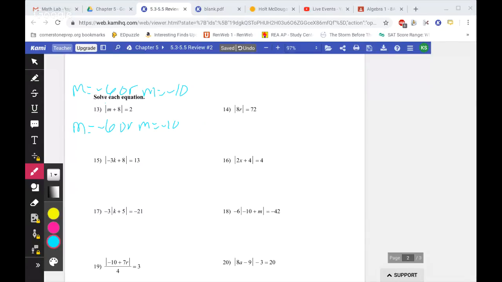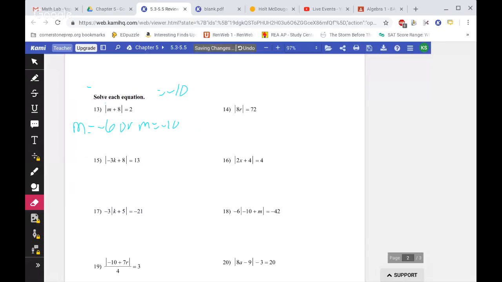Can you go over 19 when you get there? Yes, absolutely. We will definitely get there. And then because I write so big, I may have to erase some of the work, but I'll try and leave the answers up. Okay, guys?